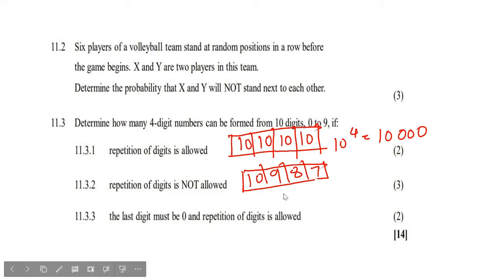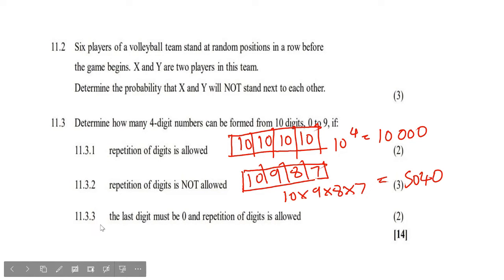Then to get the total number of numbers that can be formed, we say 10 times 9 times 8 times 7. Then you just grab your calculator, 10 times 9 times 8 times 7. That gives you 5,040, right? So we can have 5,040 numbers if we do not repeat the digits.